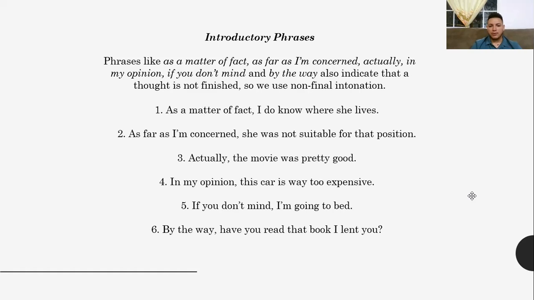Let's see some examples. As a matter of fact, I don't know where she lives. As far as I'm concerned, she was not suitable for the position. Actually, the movie was pretty good. In my opinion, this car is way too expensive. If you don't mind, I'm going to bed. I wish. By the way, have you read the book I lent you? So it's the same pattern as the previous sentence. We start with a high intensity and it gets lower.